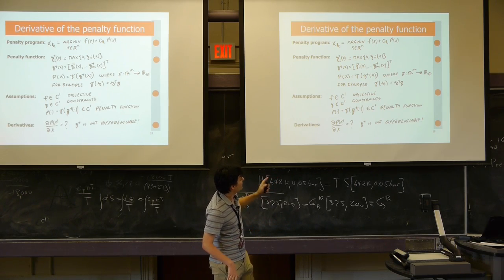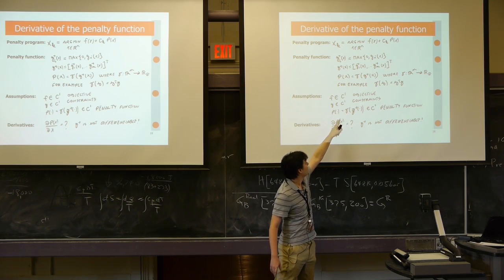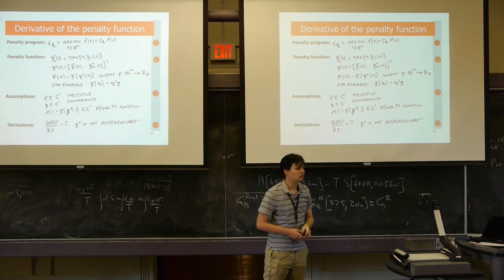Okay, so our plan is to choose a gamma function in such a way that this p will be differentiable.